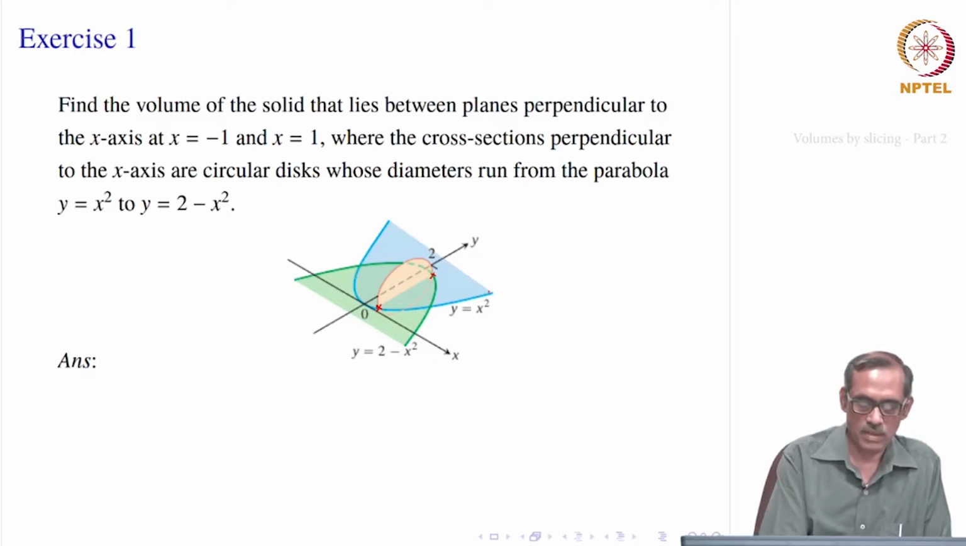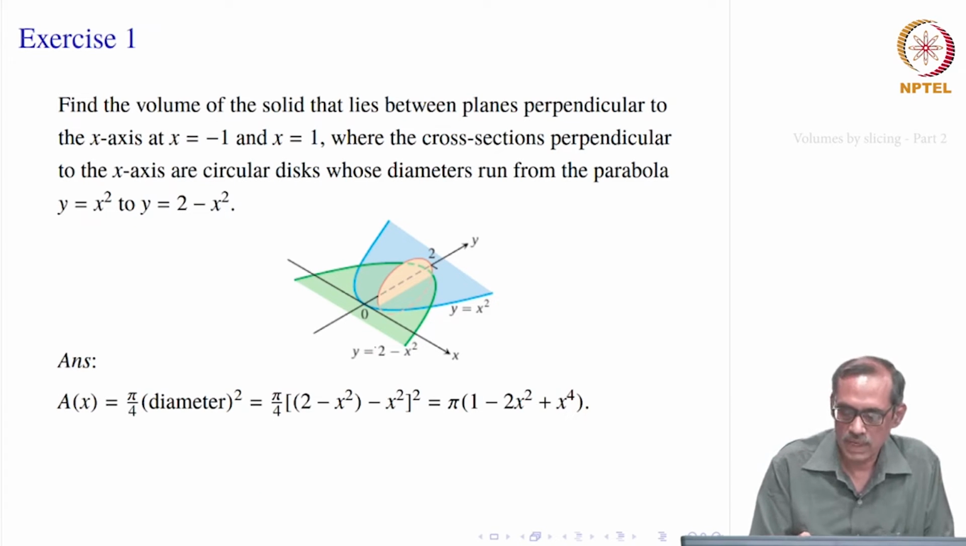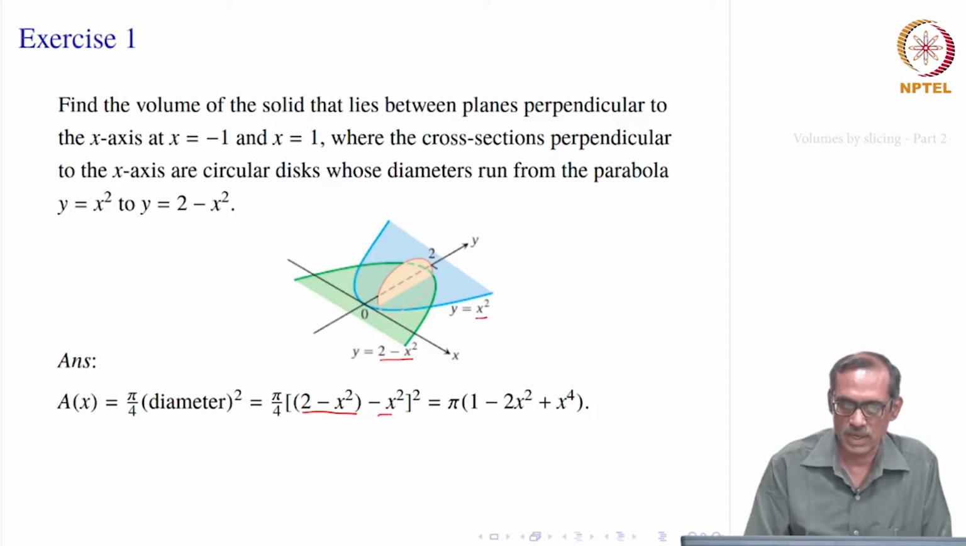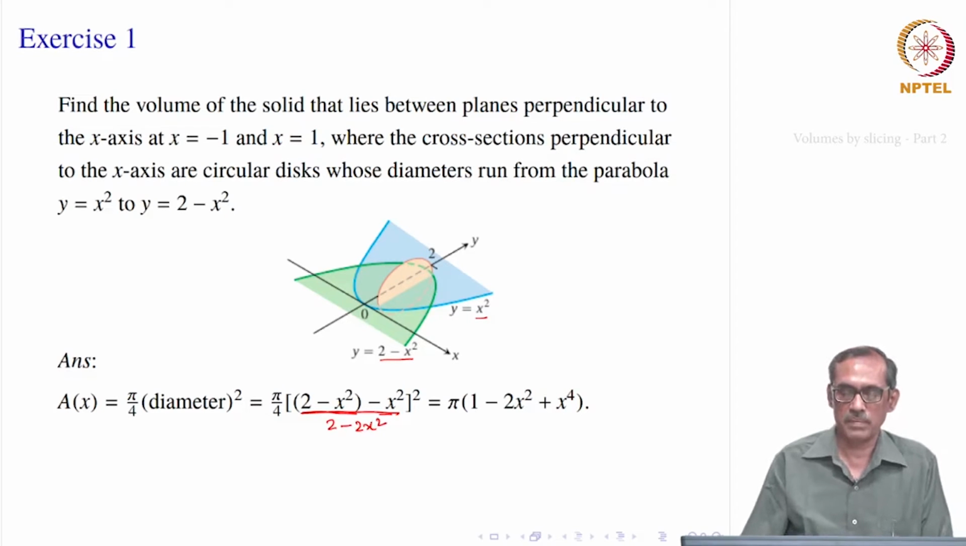Okay. So, now how do we get the diameter? Diameter will be the difference between the y coordinates. So, that gives 2 minus x square from the one parabola, and the other one is x square. So, it is minus x square, that is the diameter, right. So, it is really 2 minus 2x square, that is the diameter.